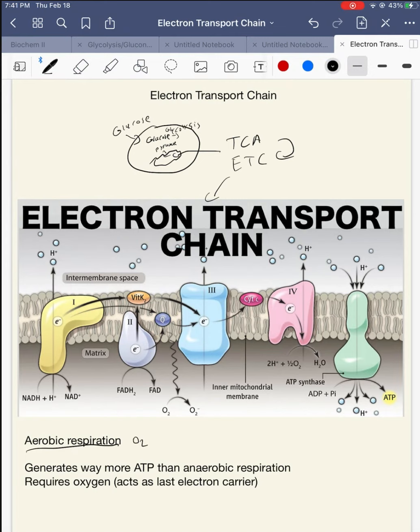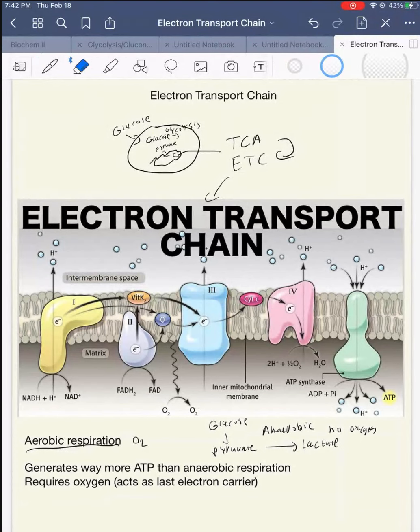So this is opposite of if we were to run glucose, pyruvate, lactate. So this would be anaerobic. And then the cell does this when there is no oxygen. So we run aerobically if we have oxygen, and if we don't have oxygen, we run anaerobically. So the electron transport chain is pretty much what aerobic respiration is.